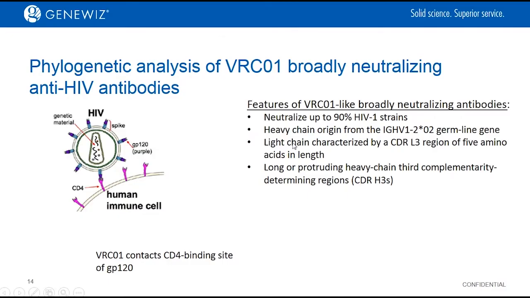VRC01 antibodies have characteristic properties that include heavy chain origin from the same germline gene, light chain characterized by the CDR3 region of 5 amino acids, and a long or protruding heavy chain third complementarity determining region.